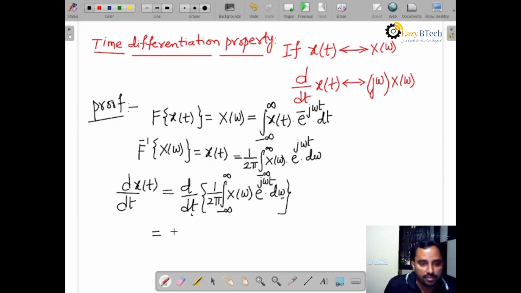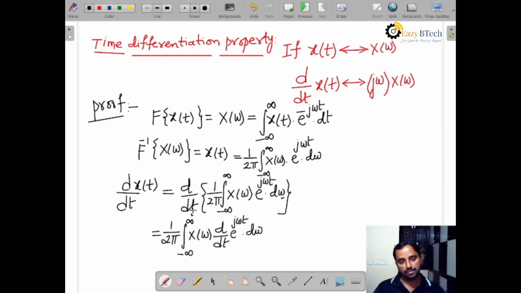So that is why the next step is 1 by 2 pi integral minus infinity to plus infinity X of omega. Differentiation is with respect to t, so here we have e power j omega t. So differentiation is for e power j omega t. That is why I am writing d by dt of e power j omega t and the remaining d omega. Understand it? So differentiation is only with respect to t, so the t term e power j omega t. That is why d by dt of e power j omega t. So perform this differentiation, then we can get the answer.